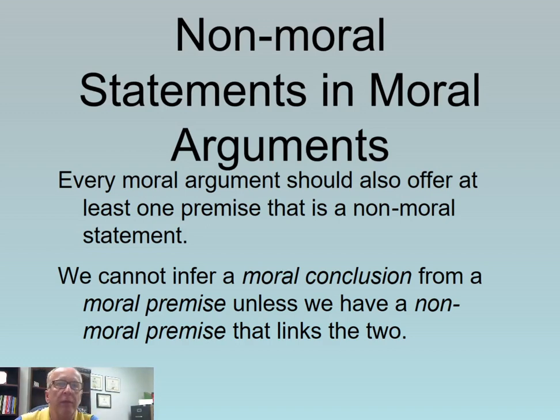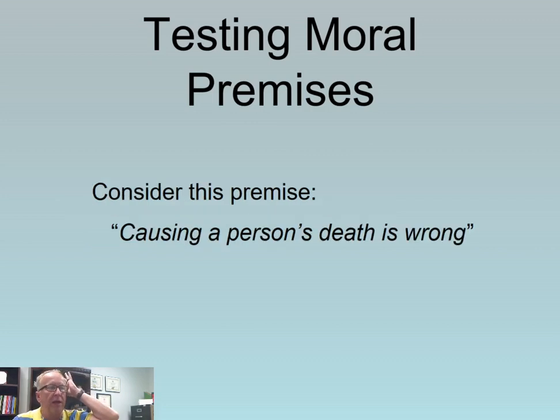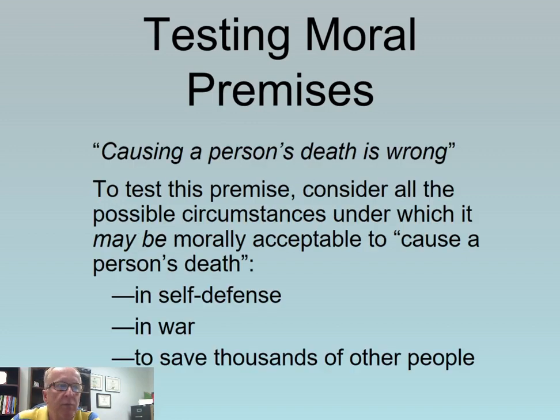Now, to test a moral premise, we've got to look for a counterexample. Now, let's look at this premise: causing a person's death is wrong. Now, that is a moral statement. To test this premise, we've got to look at all the circumstances where it may be morally acceptable to cause a person's death. So can you think of any situation where it might be okay to cause a person's death? I know some of you might say in self-defense, in war, or to save thousands of other people.